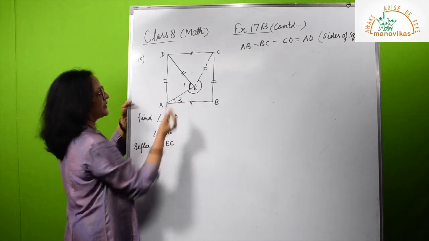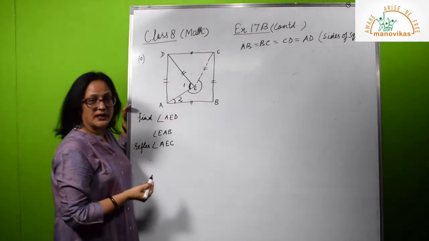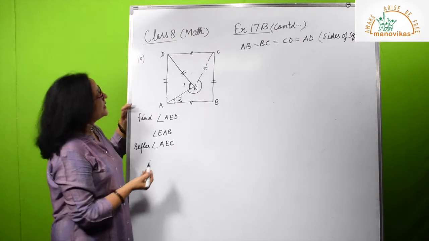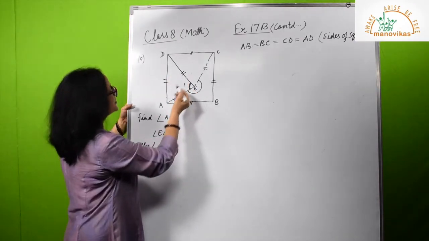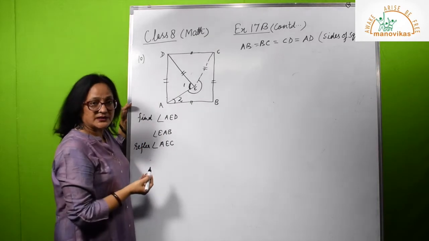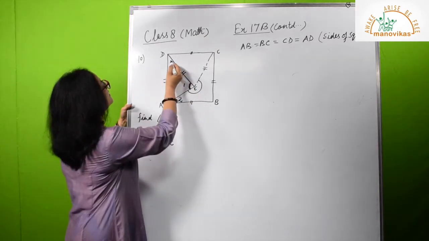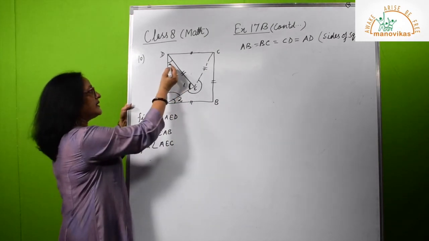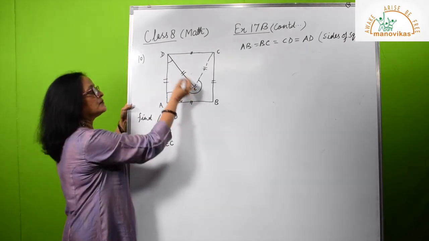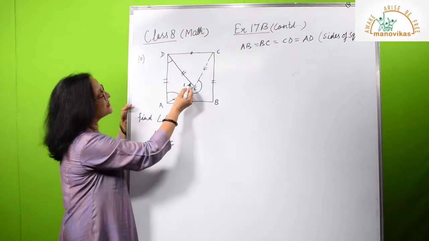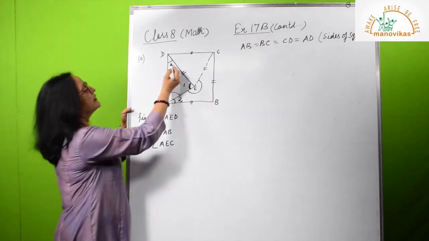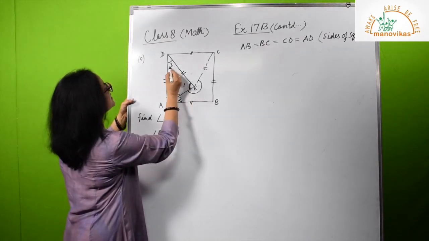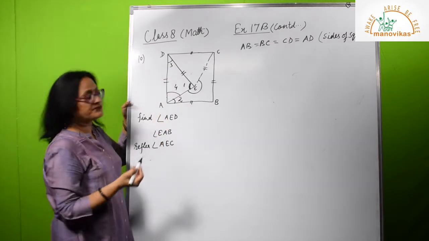How can we find it? In my last video, I told you when you have to find an angle, you should see if this angle belongs to a triangle, and how you can find the other angles of the triangle. So one angle in the triangle is this one and another angle is this one, you can see. If we know these two angles, by angle sum property we can find this angle 1. So we have to try to find the value of these angles.